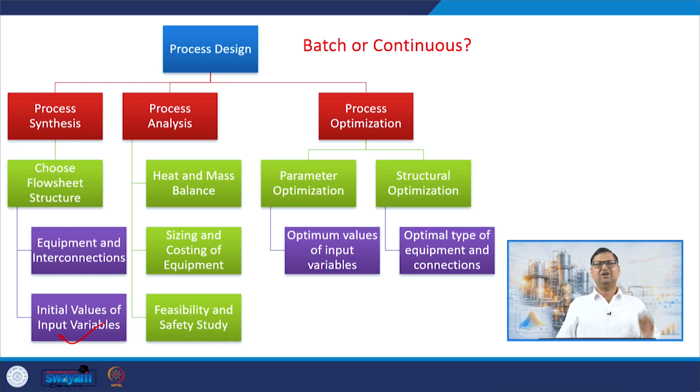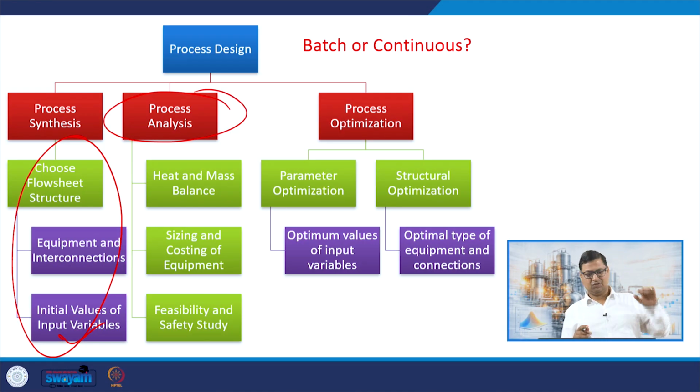So, you have figured out that I want to make this chemical, and now I want to basically build a process for that. In that case, this is going to be your first step, to identify what are the equipments, what are the interconnections, and what are the input variables that you have there. The next step is going to be process analysis, where, once you have the flow sheet, using the ideas used previously, now you can perform calculations on that flow sheet.